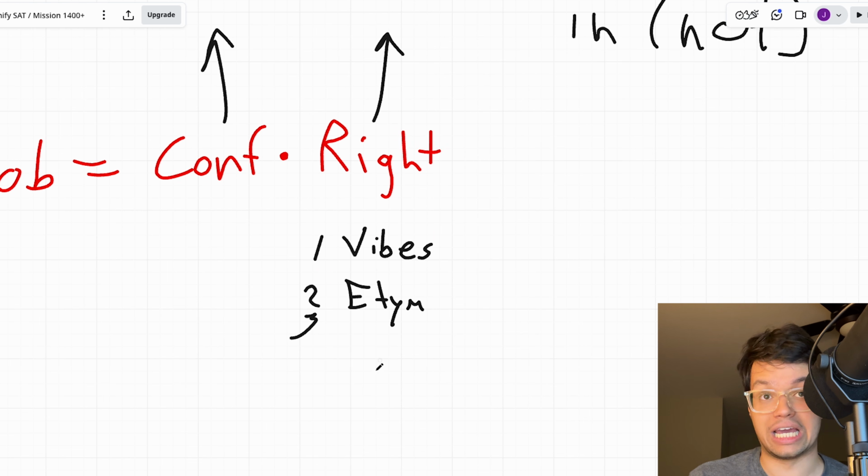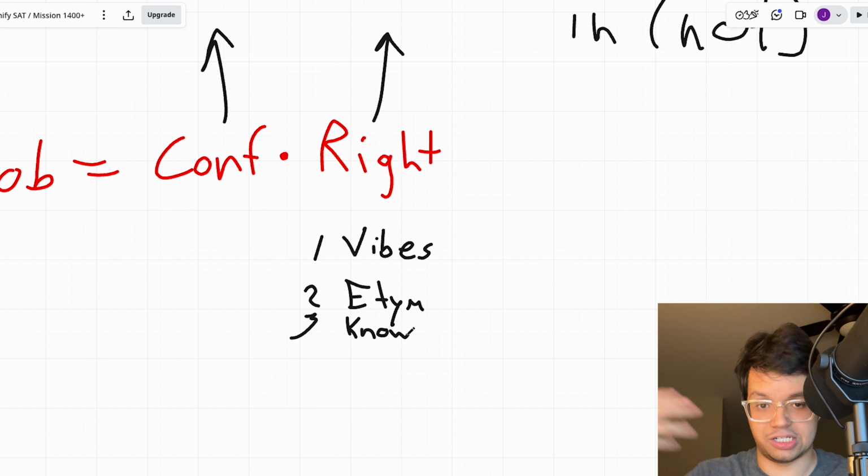And then the third thing is just what you already know. Now, I leave this at third rather than first because I don't want you to feel that you 100% have to know what every single word means. In fact, that's kind of a pipe dream. You're probably not going to know for sure what every single word means. But if you do know what a word means, then of course you can use your previous knowledge.